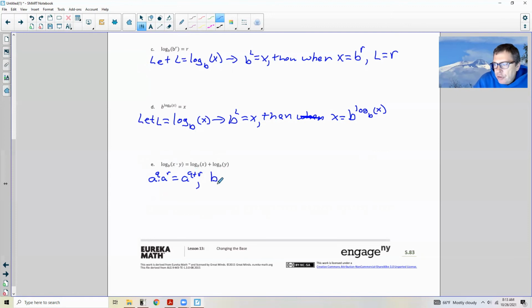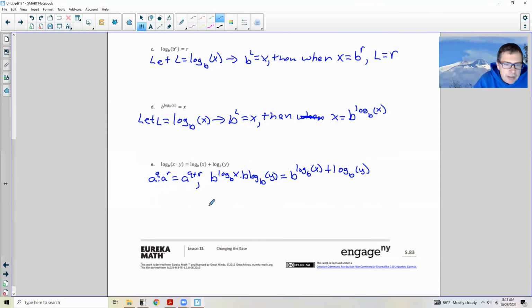That's right here, times b to the log base b of y. And that is going to equal b to the power of log base b of x plus log base b of y. Okay, so if you have two bases being multiplied, then you just add their powers. That's all that is. Okay, so then we take property 4 from the prior lesson.